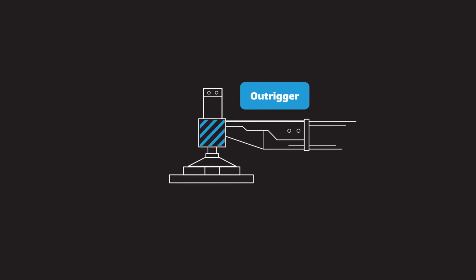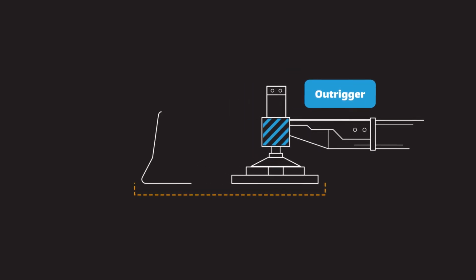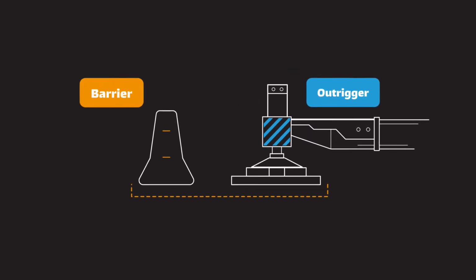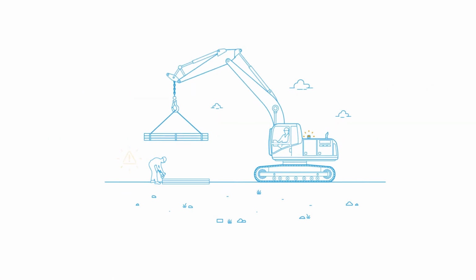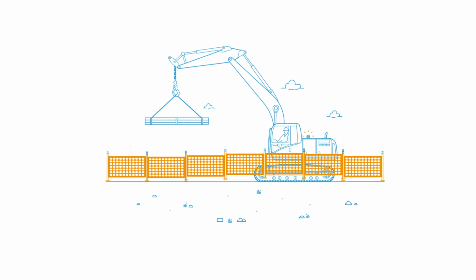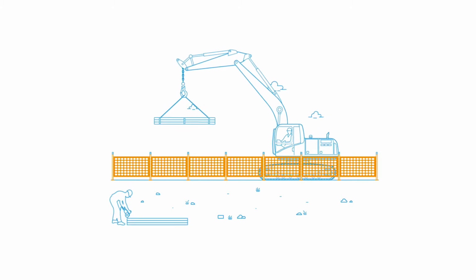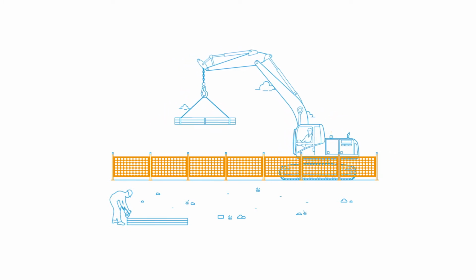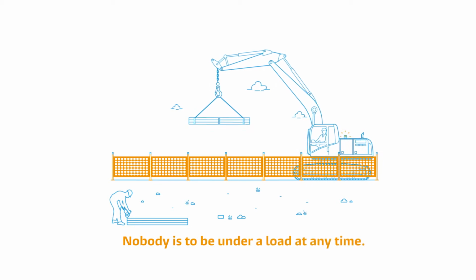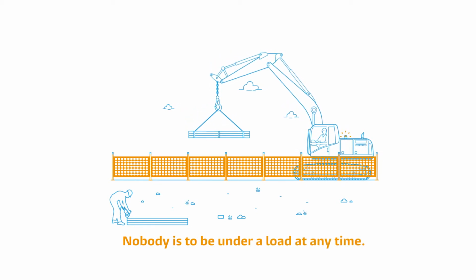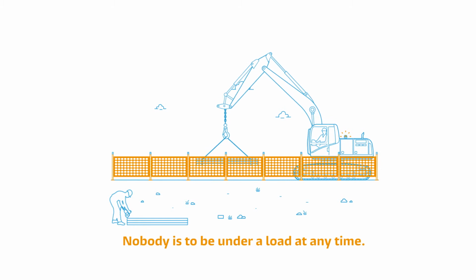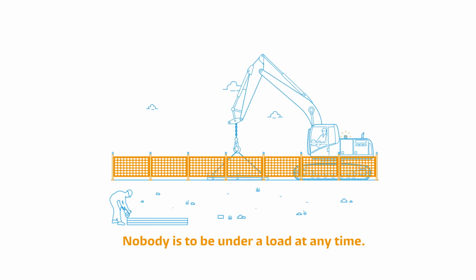When setting up, the outriggers must be fully extended and physically protected against the risk of impact by appropriate barriers. During all crane operations, a physical exclusion zone needs to be in place to prevent people who aren't involved in the lift from entering the area. Nobody is to be under a load at any time. Picking up and placing a load must be well planned, and the load path kept clear at all times.